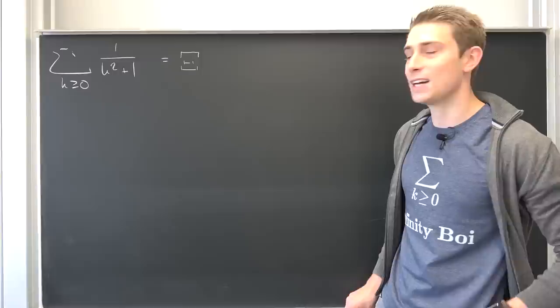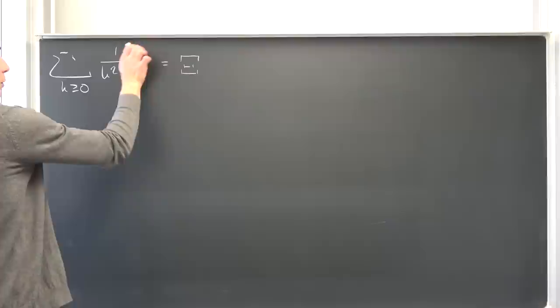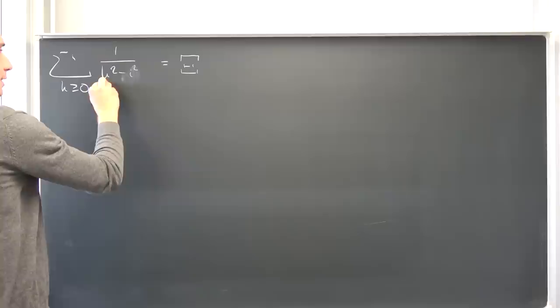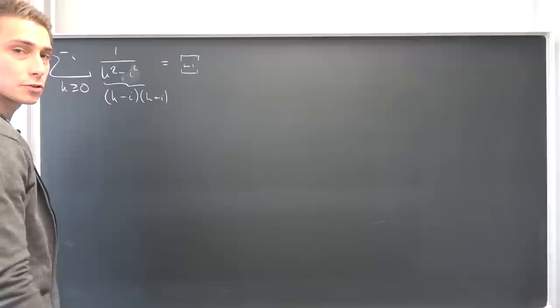At first, I would like you guys to notice that this is basically the difference of two squares. If we were to interpret our one as being negative i squared, then our denominator would be decomposable into k minus i times k plus i. And now you can do stupid old partial fraction decomposition.